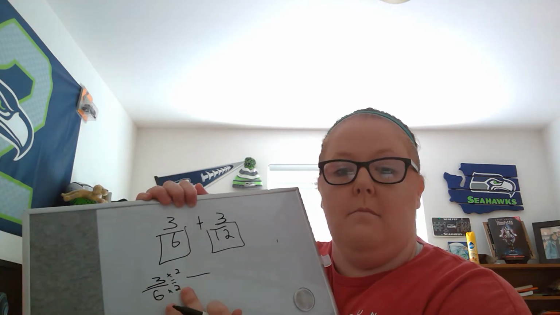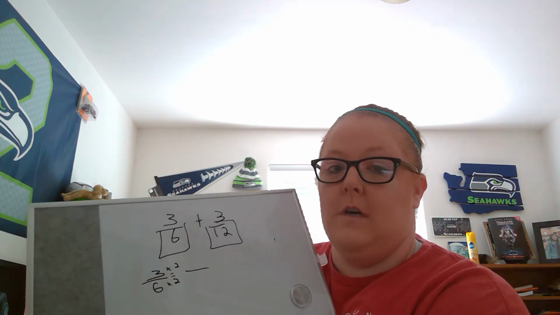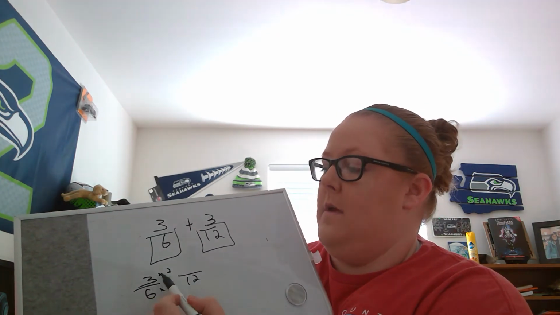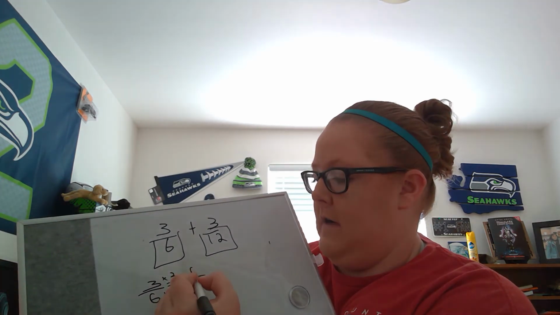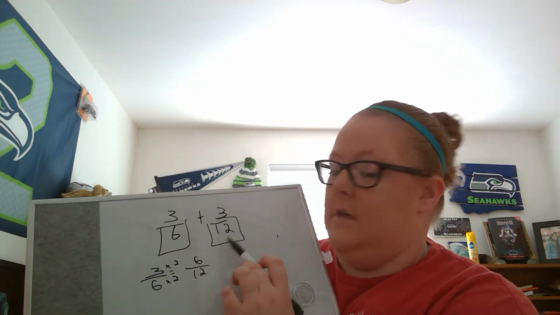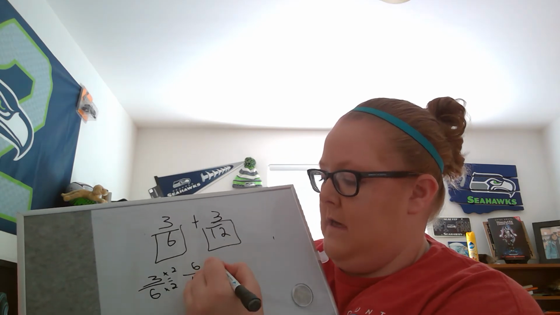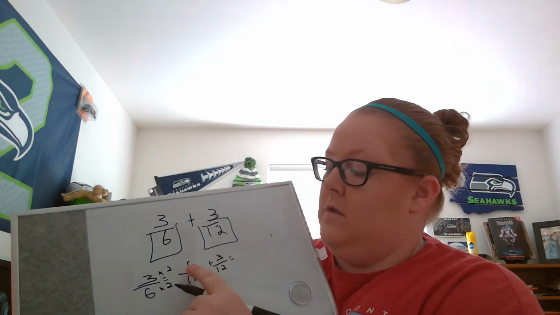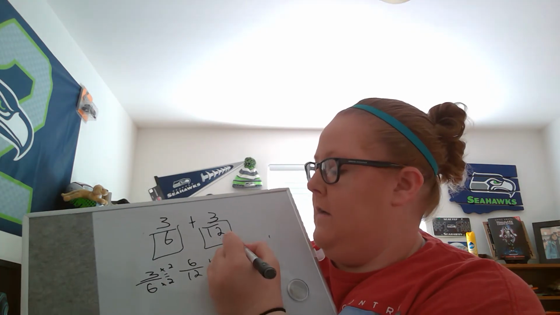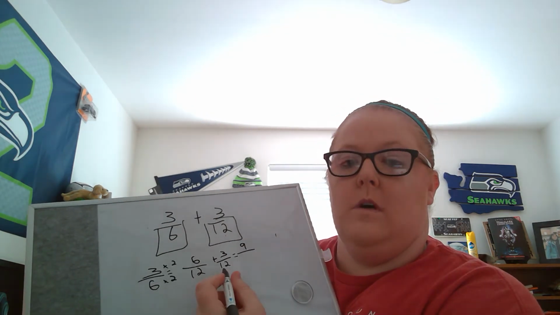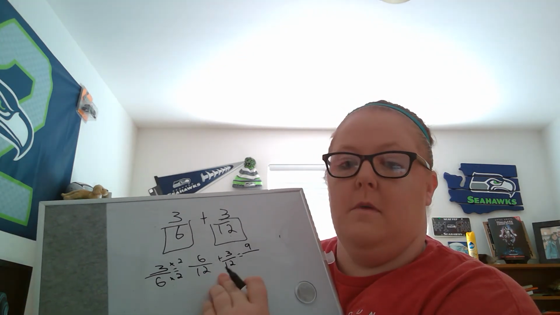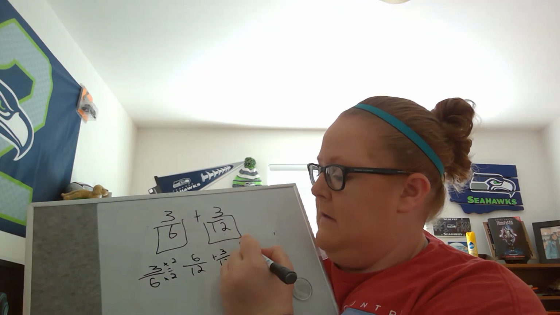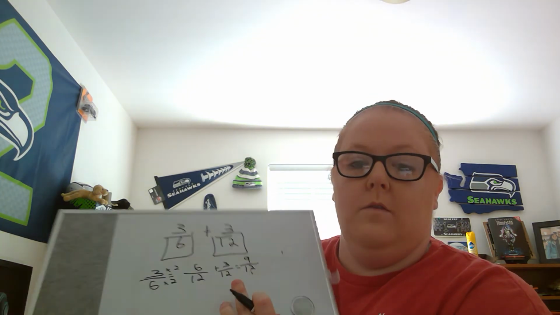If I do that to the bottom, I have to do it to the top. So 6 times 2 is our 12, and 3 times 2 is 6. Very good. Our common denominator is 12, so I can just bring this down and begin my adding. So it's 6 plus 3, 9. Very good. And 12 is our common denominator, so it stays the same. So we got 9 over 12.